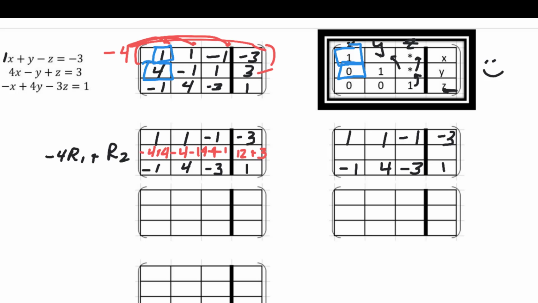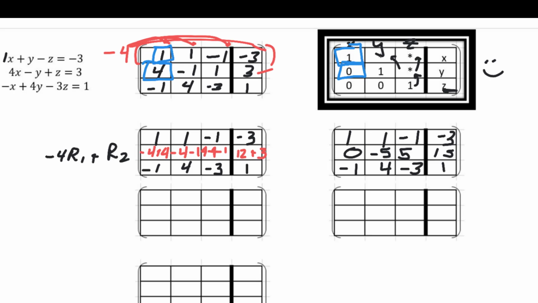Now do my calculations. Negative 4 plus 4, that was the whole reason I did this. Don't care about these other numbers, but I'm going to do the calculations. Minus 4 minus 1, negative 5. 4 plus 1, positive 5. 12 plus 3, positive 15. All right, we're ready to go to our next one.